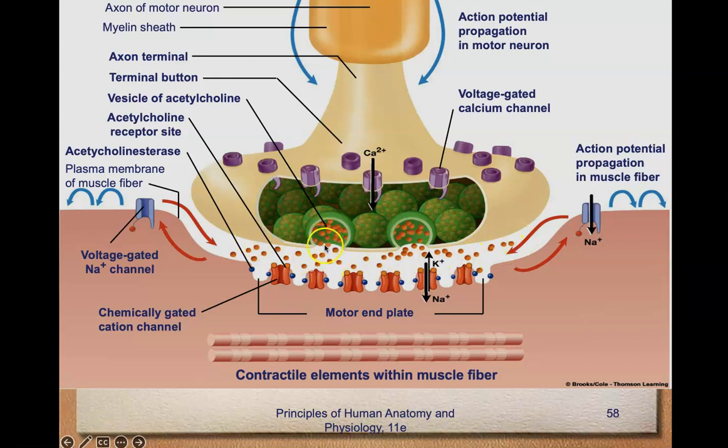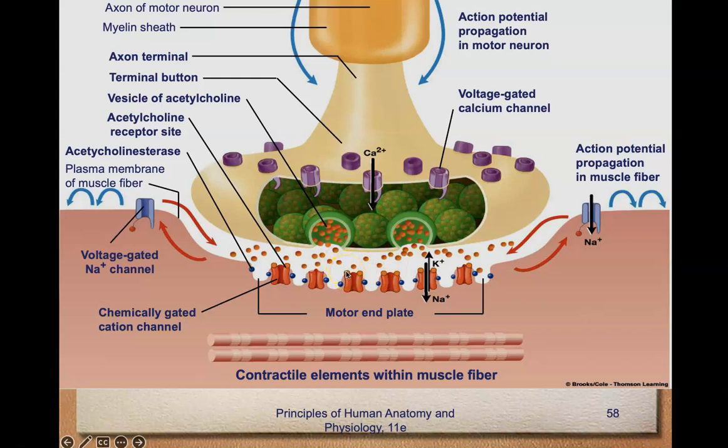Then that acetylcholine is going to be released into the synaptic cleft, move across that synaptic cleft, and bind to these acetylcholine receptors on the motor end plate. Here you can see it binding to these channels. These receptors that it's binding to are actually gated ion channels. And when acetylcholine binds, you can see my arrow now.